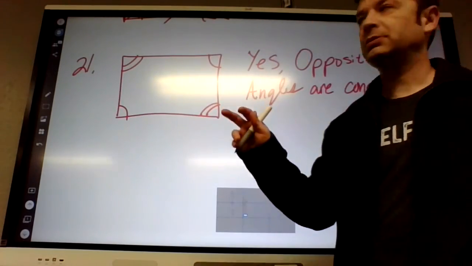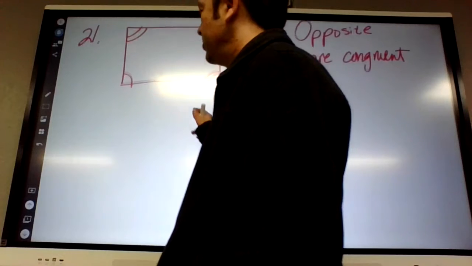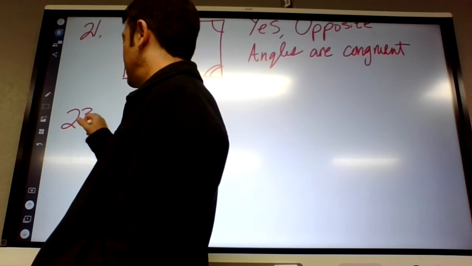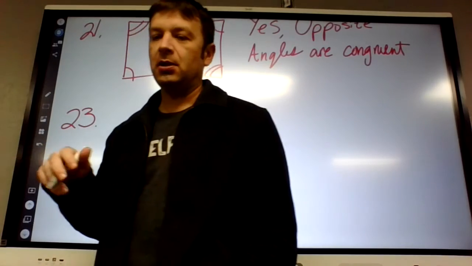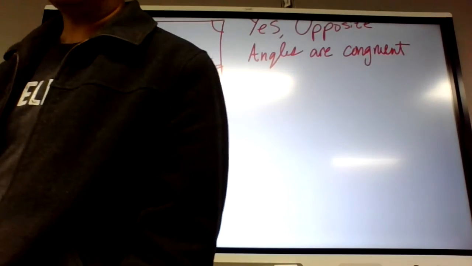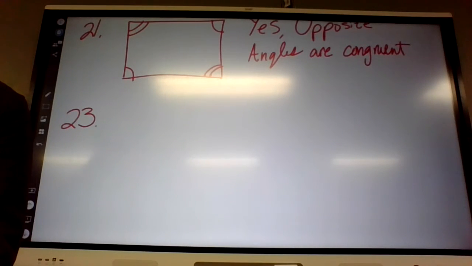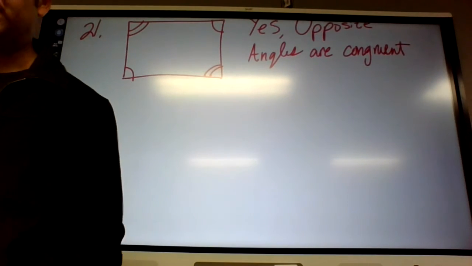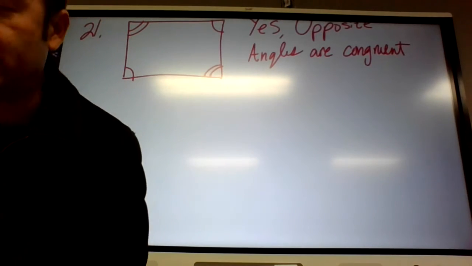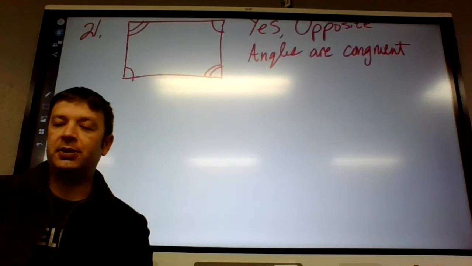23. I hope you guys remember your algebra because we have not used this trick since last year. 23. Can somebody give me an equation? We're supposed to find the value of each variable that ensures the quadrilateral is a parallelogram. So can somebody give me an equation for 23?